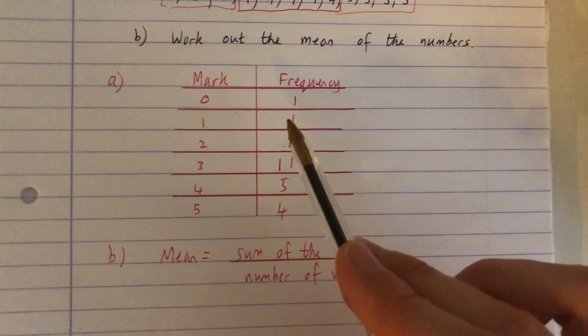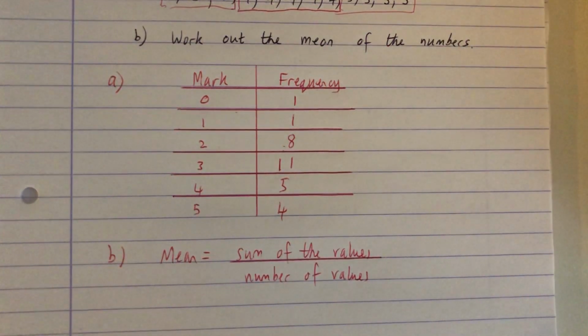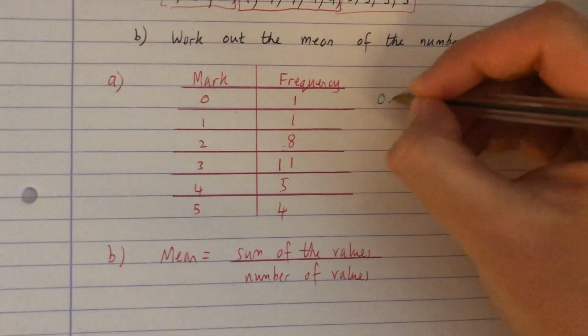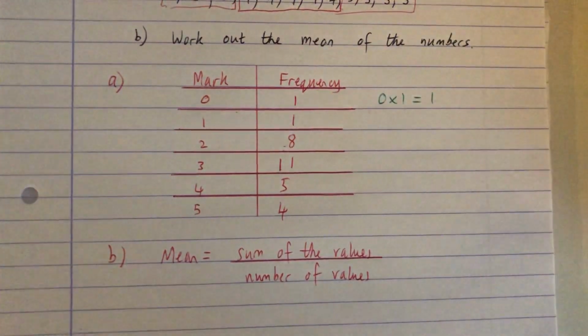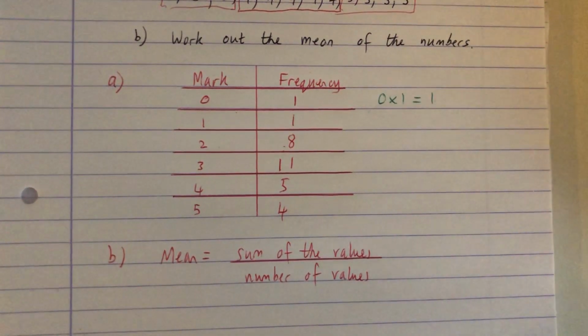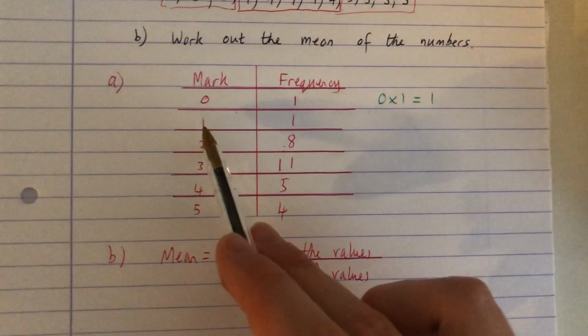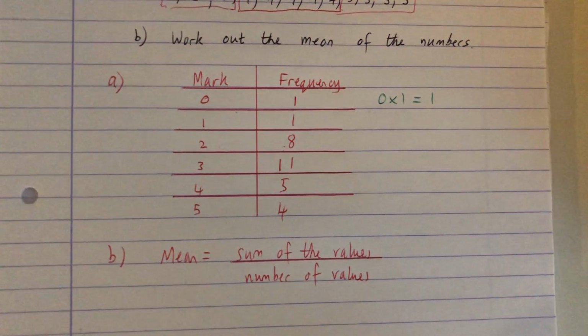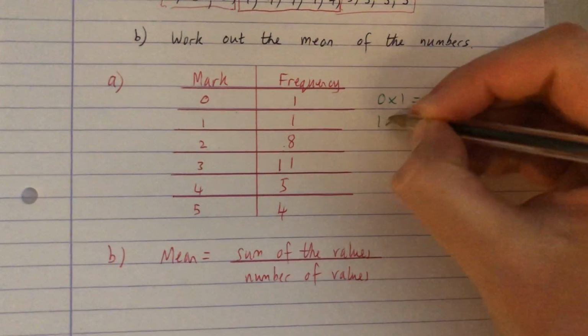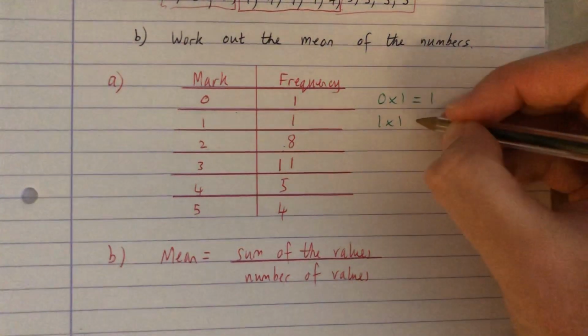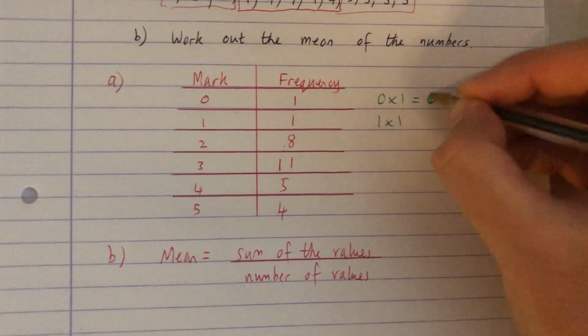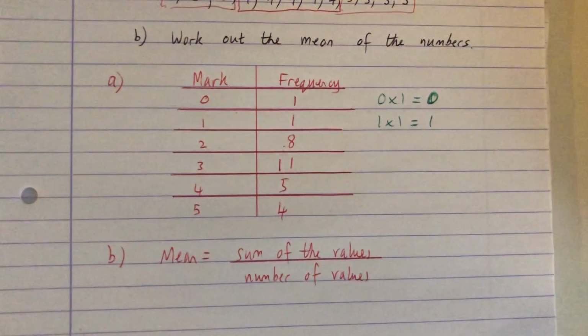Okay, and the key thing you have to do is read the following. One person had 0 marks. So if one person had 0 marks, I'm adding up the number 0 once, because I'm trying to do the sum of the values. One person had 1 mark, so again, I'm adding on one person getting 1 mark. 0 times 1 is not 1, it's 0. Okay, 1 times 1 is 1 though. Sorry about that mistake.